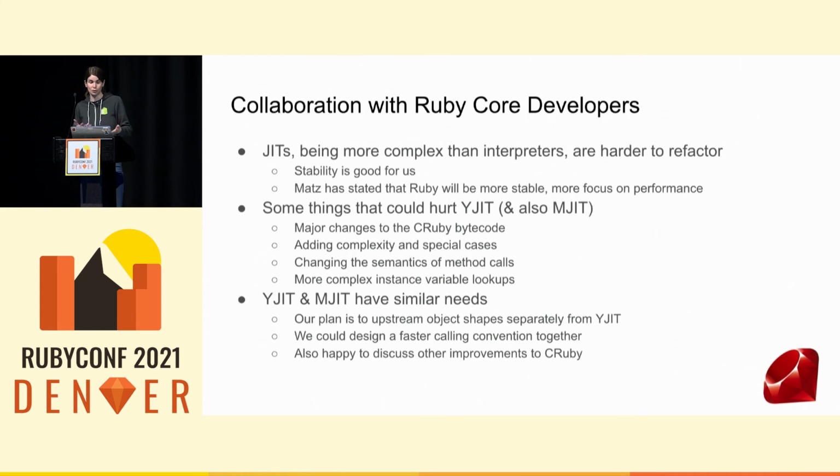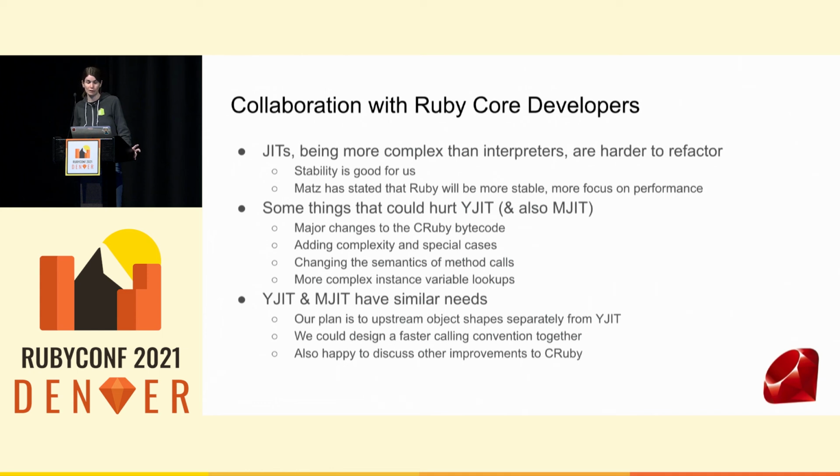I think in terms of things that could hurt YJIT and maybe also MJIT, it would be major changes to the Ruby internals, like the Ruby bytecode, adding more complexity in special cases, adding more different kinds of method calls, or more complex instance variable lookups. It might be a little bit difficult for YJIT to catch up if those things were to change.